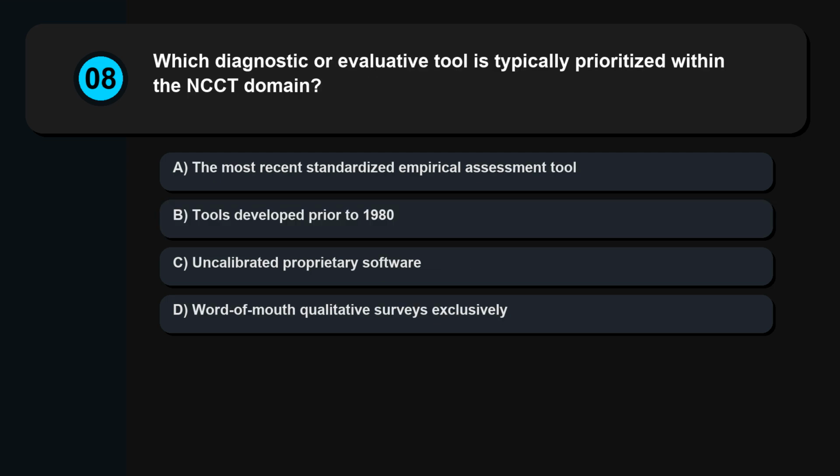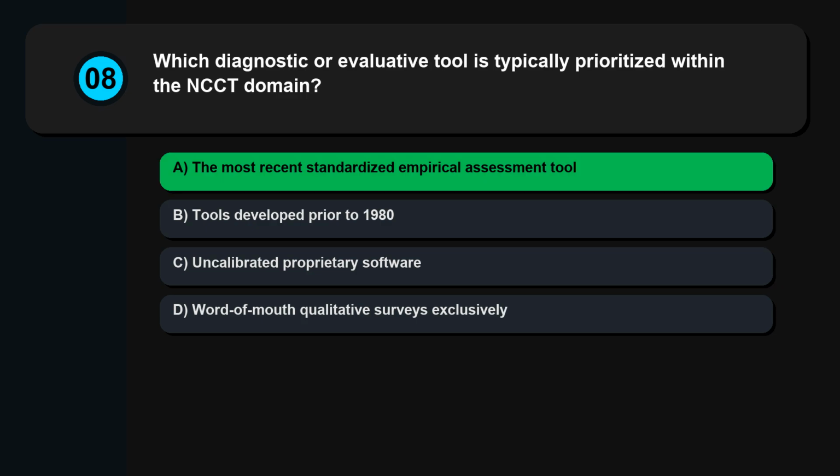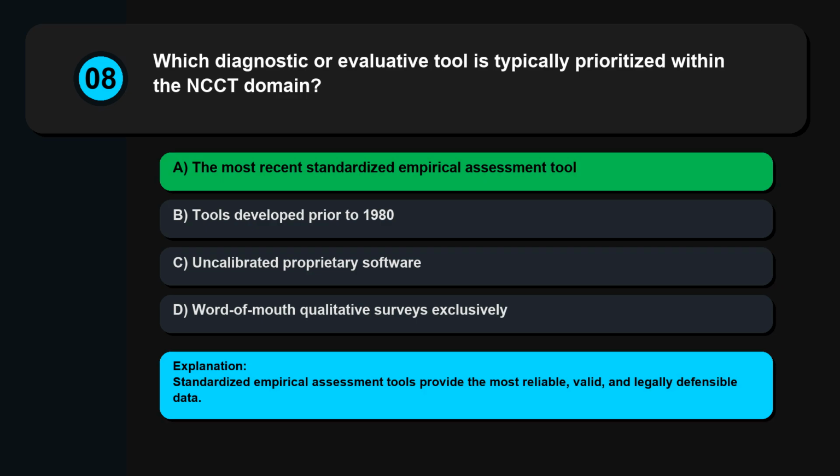Question 8. Which diagnostic or evaluative tool is typically prioritized within the NCCT domain? The most recent standardized empirical assessment tool, tools developed prior to 1980, uncalibrated proprietary software, word-of-mouth qualitative surveys exclusively. Standardized empirical assessment tools provide the most reliable, valid, and legally defensible data.